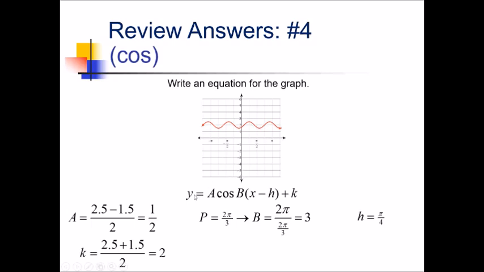And now I've got y equals 1/2 again, cosine of 3, that hasn't changed. But now I've got x minus pi over 4 instead of 3 pi over 4 in there. And I still have my k value of plus 2 there.